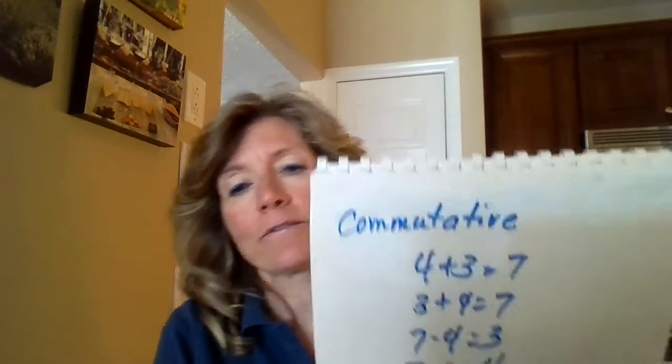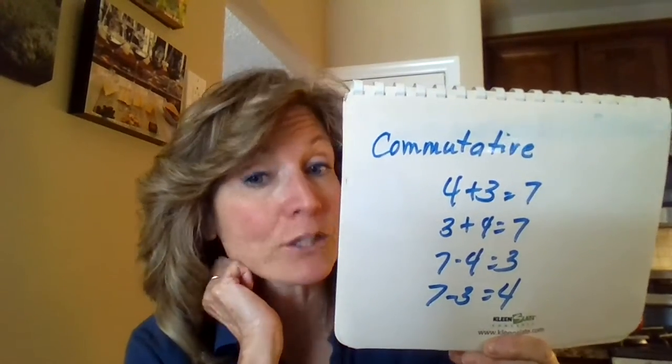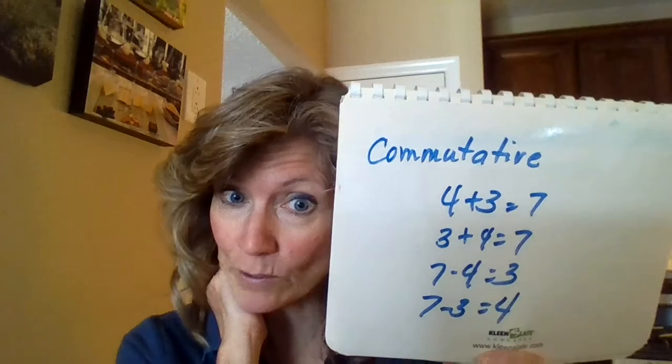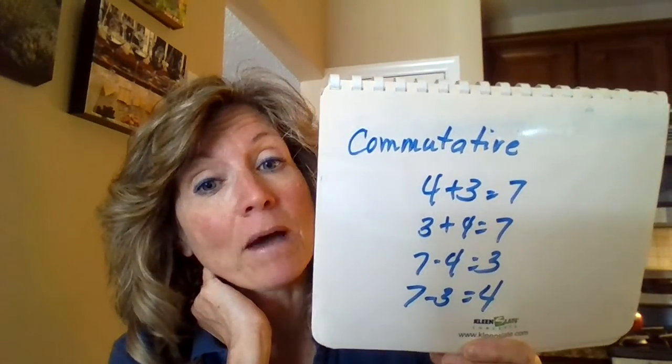Let me show you. So commutative, okay. The numbers are 4, 3, and 7. So it'd be 4 plus 3 equals 7. 3 plus 4 equals 7. 7 minus 4 equals 3. And 7 minus 3 equals 4. So to show that, let's erase that, and I'll give you another example so you're not confused at all.